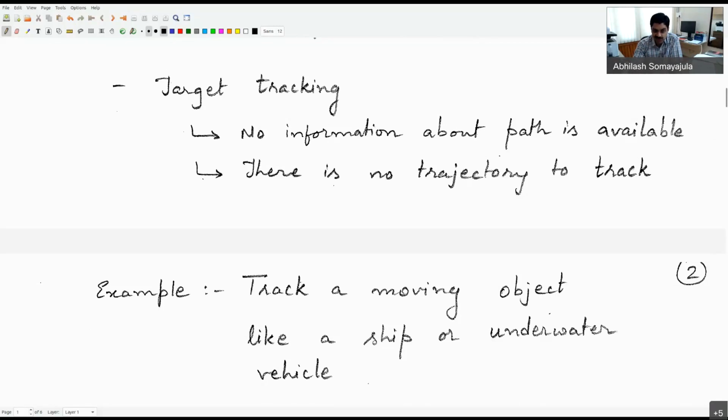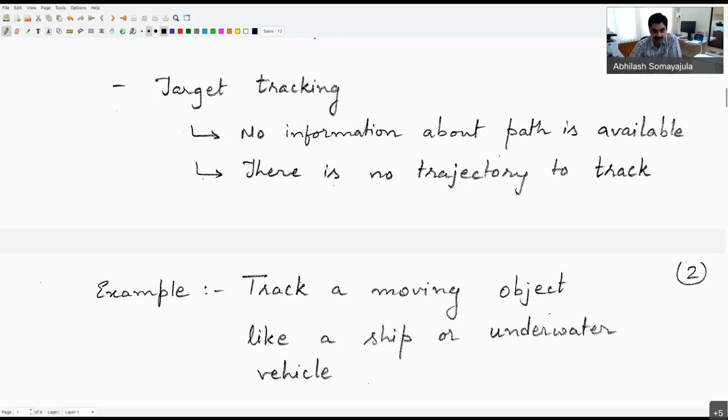What is the best way to intercept the pirate vessel? What is the best guidance path to be chosen, or the desired trajectory to be chosen, in order to catch the pirate vessel? We do not have any information on how the pirate is going to behave, right? We have absolutely no information. We only know its current state, that's all. We do not know how it's going to behave in the future. So there is no information on what path it is going to take. That's why in target tracking considerations, there is no information about the path that is available to us.